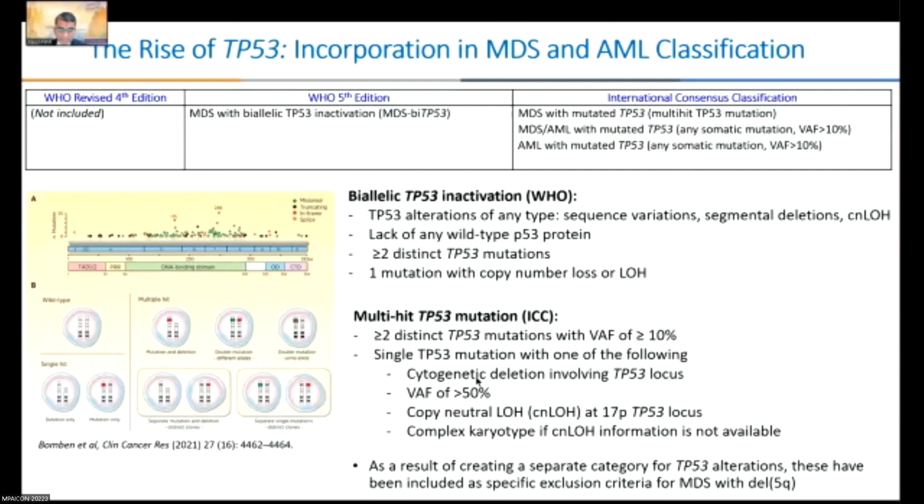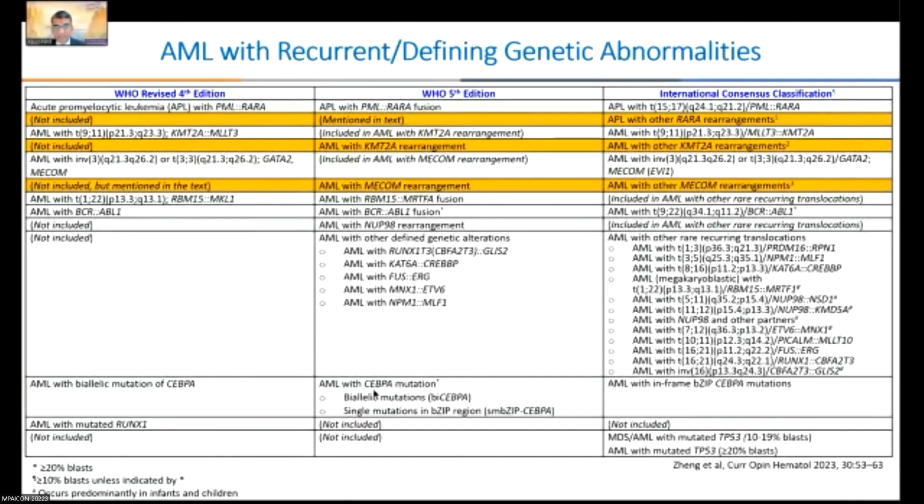There needs to be a deletion or documented deletion. If there is no cytogenomic information available, a VAF of more than 50%, again, showing an indication of lack of a Y type allele, can also be utilized. So these are examples of how this genomic information is now actually being incorporated in these classifications.